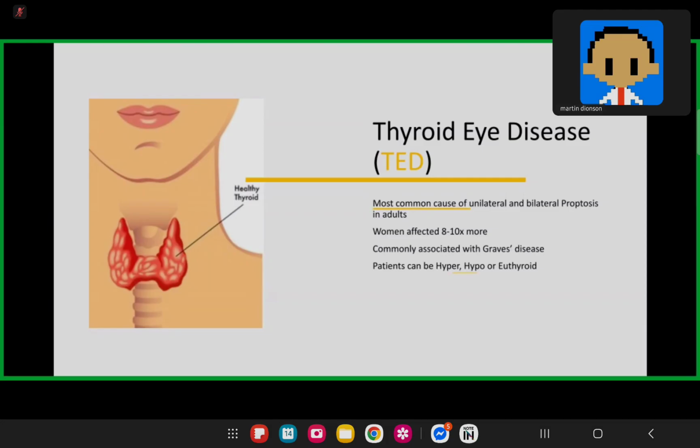So patients can be hyper, hypo, or euthyroid. And so even if you have normal thyroid levels, you still can have thyroid eye disease. But this disease is more common in your hyperthyroid patients. So about 90% with hyperthyroidism can manifest as TED, and about 7 to 8% with euthyroid, and those with hypothyroid, about 3% can present with TED.